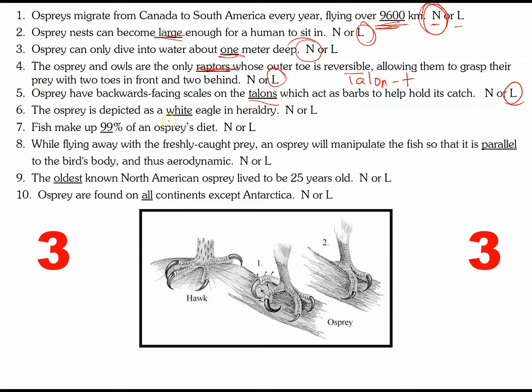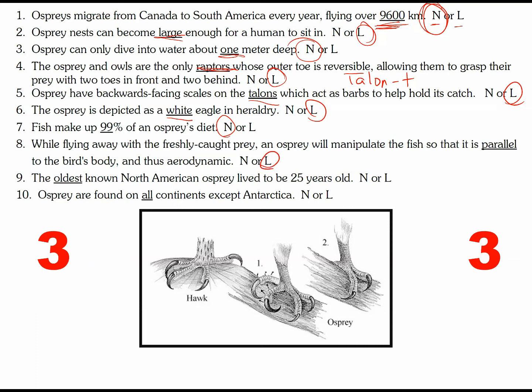6. The osprey is depicted as a white eagle in heraldry. Oh, royalty. White, more of a quality, characteristic, or feature, not something counted. So that will be a qualitative observation. 7. Fish make up 99% of an osprey's diet. 99%, quantitative. It's counted, measured. 8. While flying away with the freshly caught prey, an osprey will manipulate the fish so it is parallel to the bird's body and thus aerodynamic. Riverhawk's natural physicist. Parallel is qualitative.